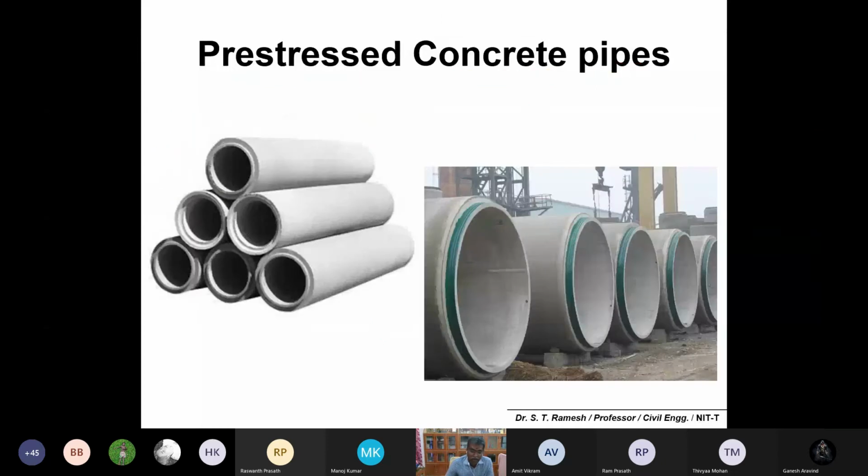Okay, so it is somewhat difficult to differentiate which is PSC and which is RCC, but based on the pre-stressing, you can classify into normal concrete RCC and PSC. But if you look at the pipes, you are not in a position to say which is RCC and which is PSC. That is important.